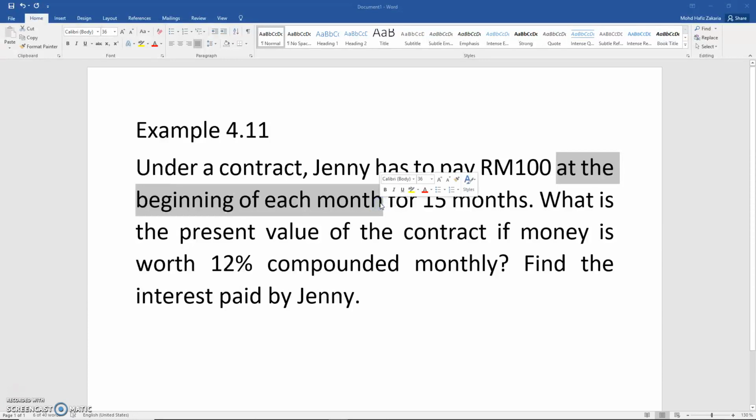Alright. So for this case, first try to look at this statement. It shows you that this is not the ordinary annuity certain case because the payment was made at the beginning of each month. For the case of ordinary annuity certain, the payment is made at the end of each month. So if the payment is made at the beginning of each month, this case is known as the case of annuity due. So what is the difference between this annuity and the ordinary annuity certain?